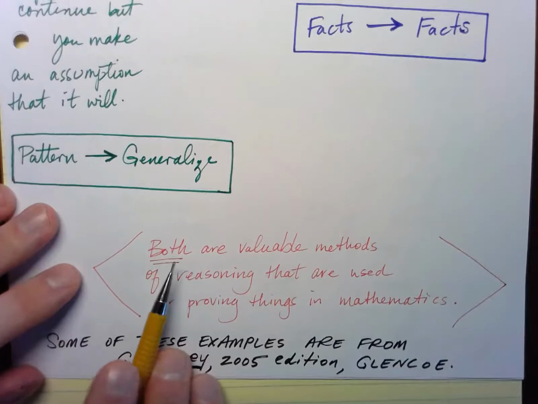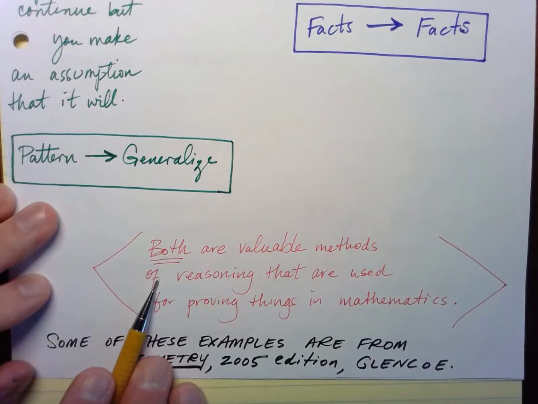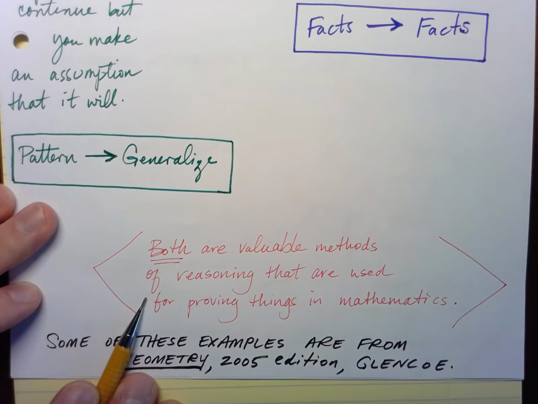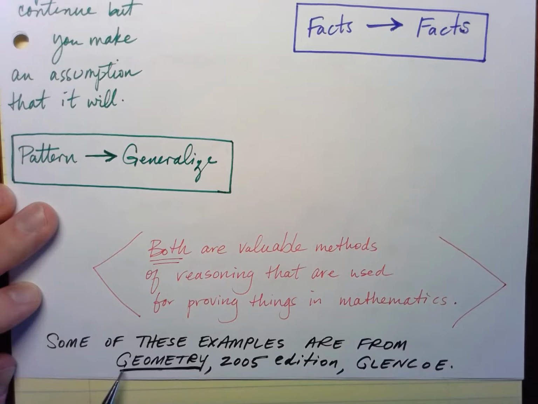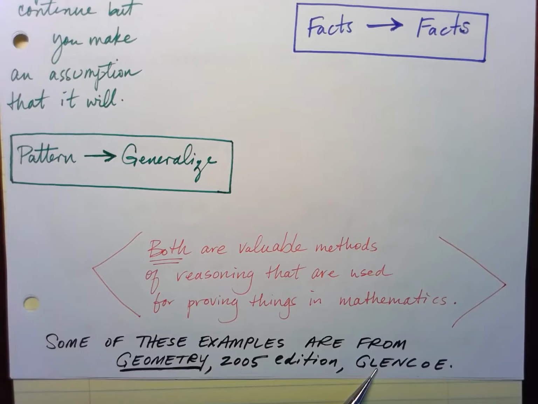But I just want to clarify that both are valuable methods of reasoning that are used for proving things in mathematics. And some of these examples today in this video are from the 2005 edition of the Geometry book by Glencoe. We have these at school. We own a class set of these, and I use them occasionally. I don't use them for very much, but some of the examples today I pulled from that textbook. I used to use them before I wrote all my own notes.